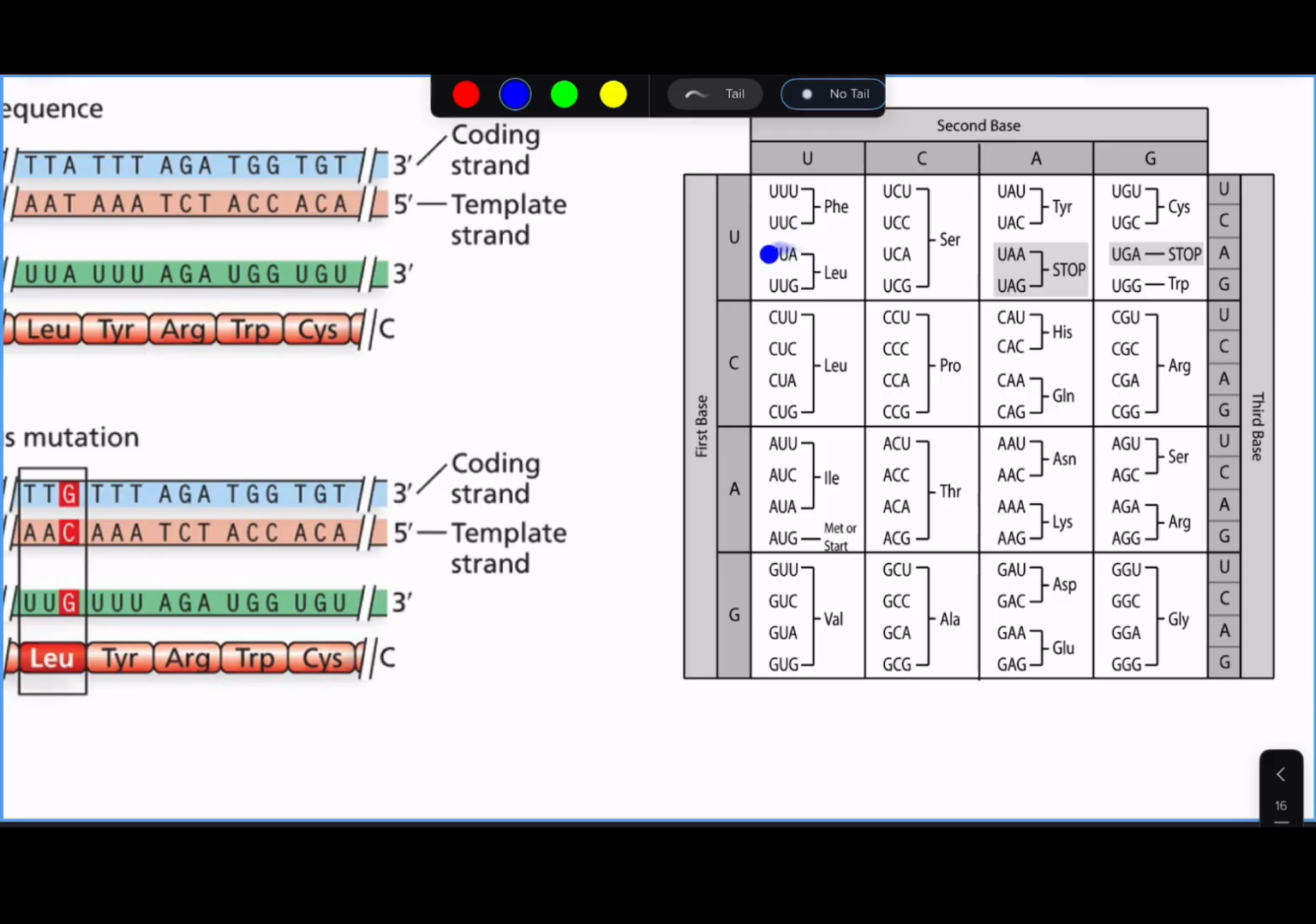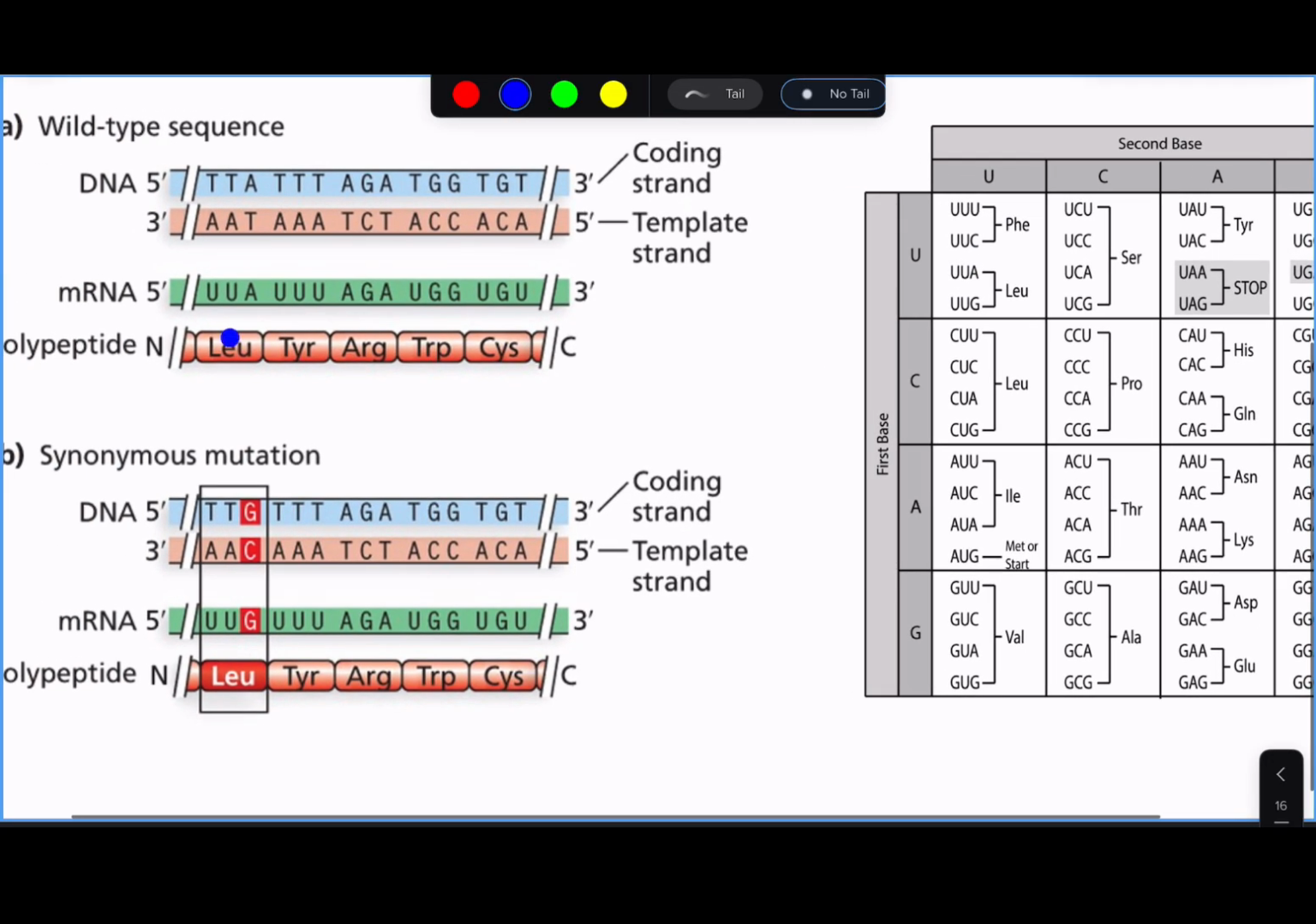Oh, here, leucine, right? So UUA calls for leucine. If this particular codon were to suffer a point mutation such that the A in TTA changes to G, now that transcribes to UUG. Guess what? UUG means the same, means leucine. So the genetic sequence changed. There was a mutation, but it's a synonymous mutation because the amino acid that is being coded for is the same.